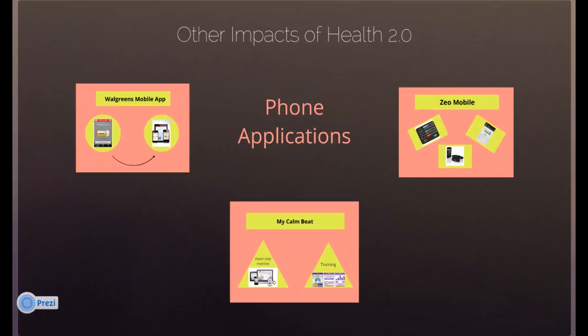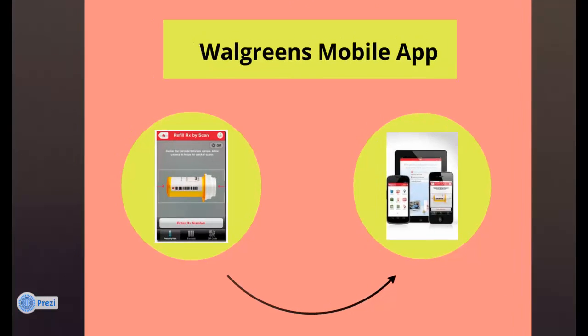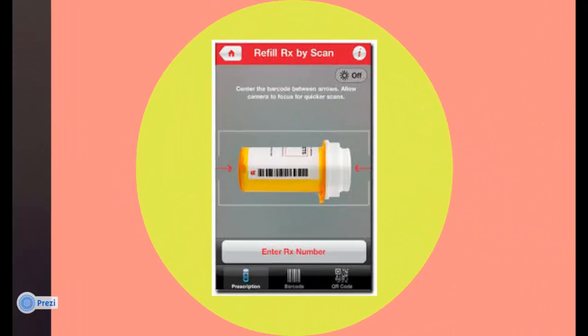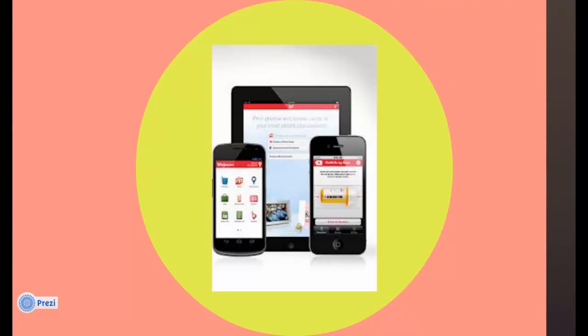Now, there are other ways that Health 2.0 is advancing, and that is in the use of phone applications. First, we have the Walgreens mobile app. This application allows people to refill their prescriptions in under 20 seconds by simply scanning the barcode label on their prescription bottle and selecting a local Walgreens for pickup. It allows for prescription transfers from different pharmacies by taking pictures of the prescription label. Another useful feature on this app is the pill reminder, which lets you set up helpful reminders to keep on track with all of your medications.